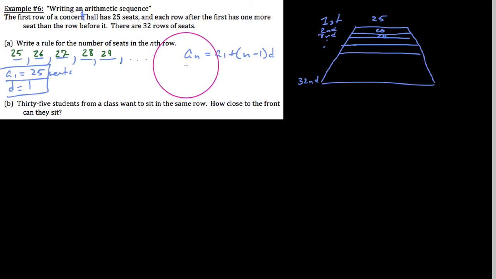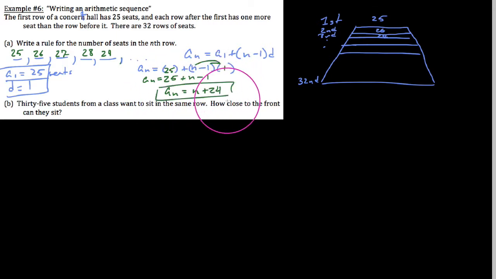So our rule for the nth term of this arithmetic sequence would be a_n equals my first term plus n minus 1 times d, where d is 1 and our first term is 25. We'll go ahead and distribute. We get 25 plus n minus 1, so a_n comes out to be n plus 25 minus 1, which gives us 24. So a_n equals n plus 24. This is a rule for the nth term, and this is what we wanted to find.